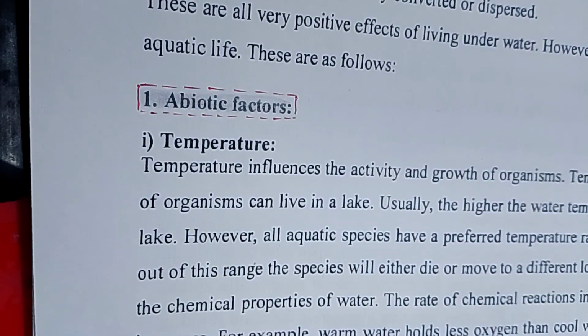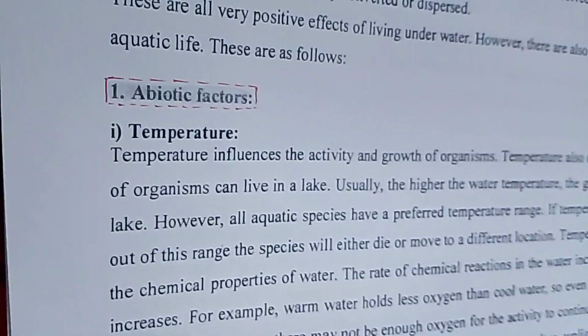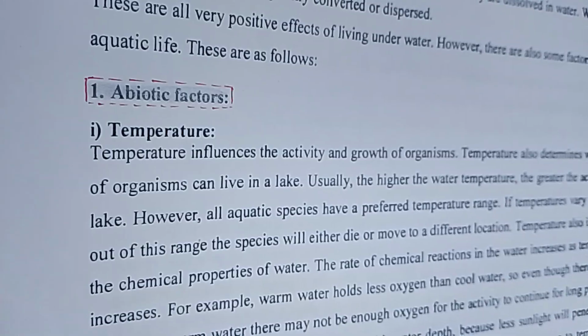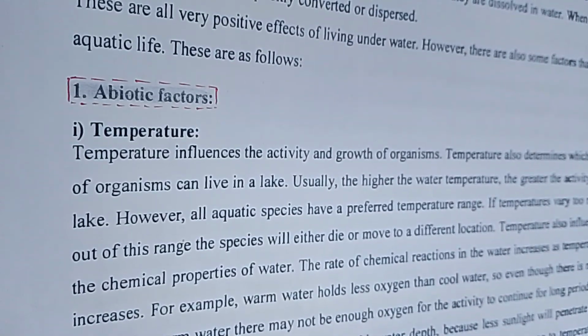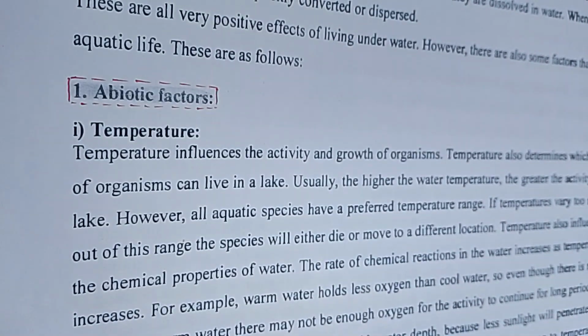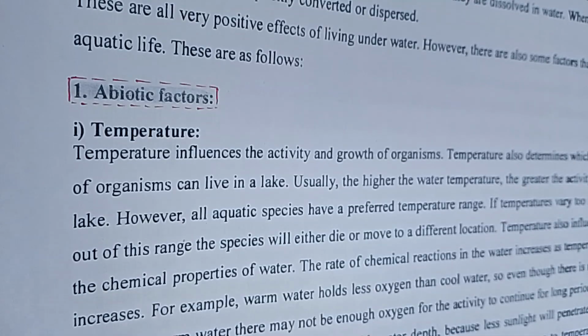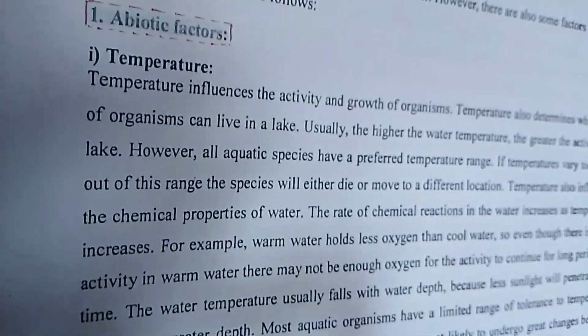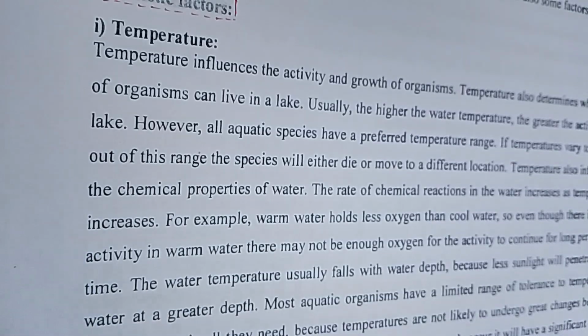Limiting factors for aquatic life. The aquatic environment has many advantages. Water has many properties, and because of that it is a unique kind of environment to live in. Water pressure provides physical support.